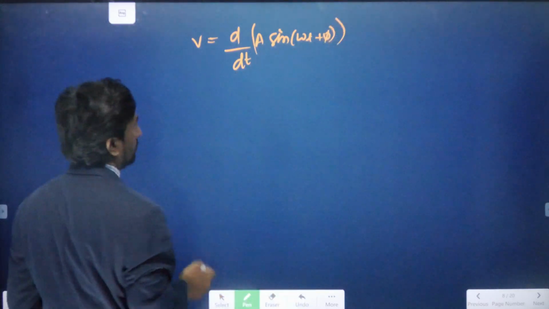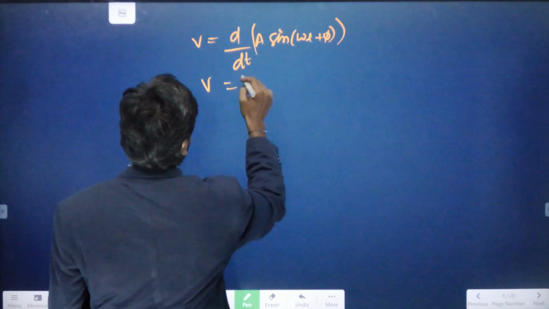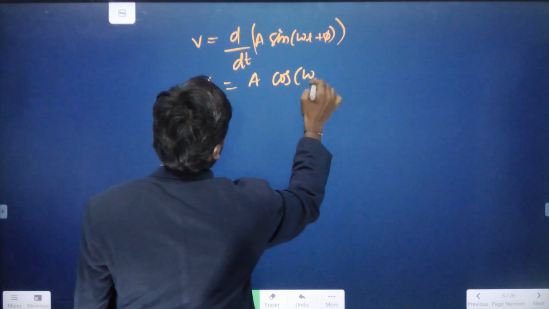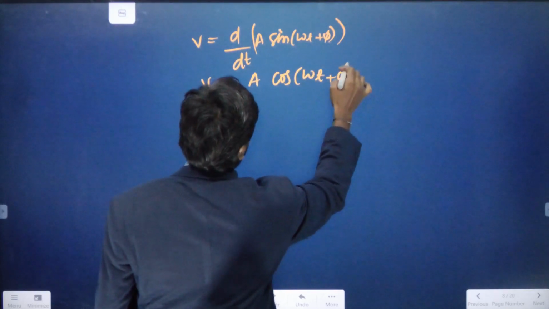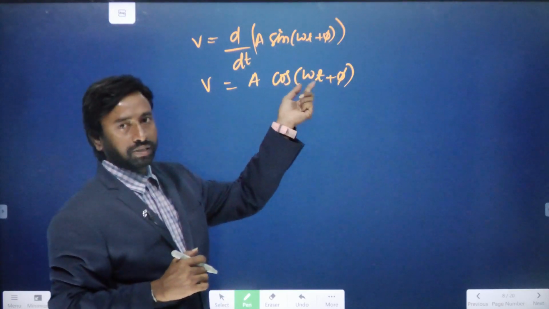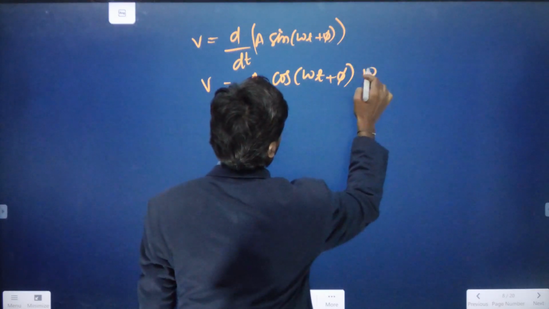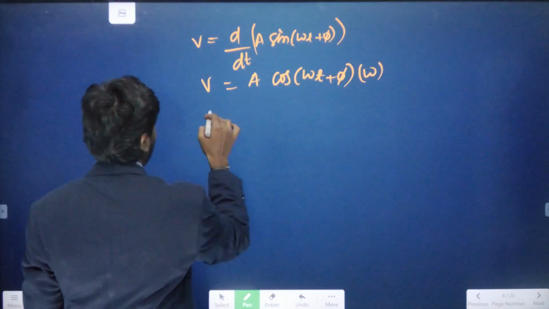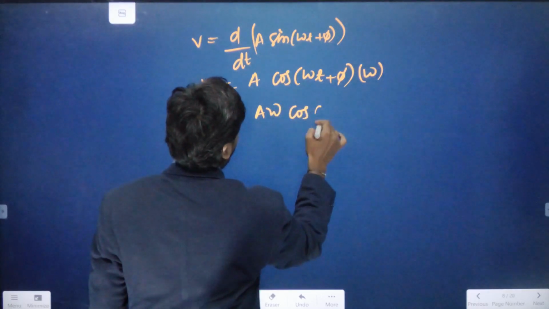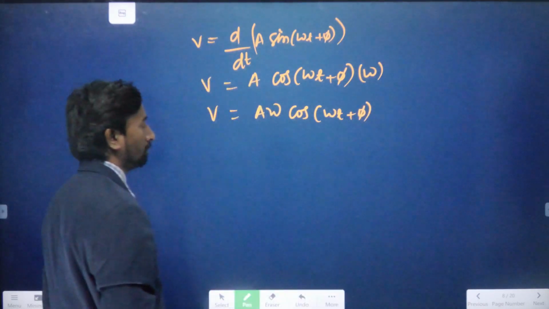d by dx of sine x is nothing but cos x. Now v equals d by dt of, here A is a constant so it can come out, then we get cos of omega t plus pi, and again the angle is a function of t, so d by dt of omega t gives omega. So v equals A omega cos of omega t plus pi.